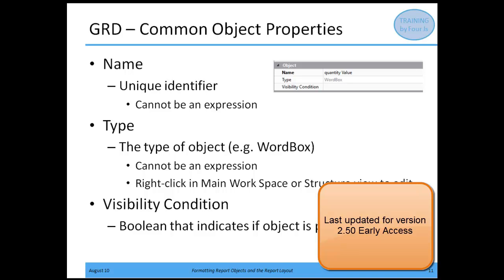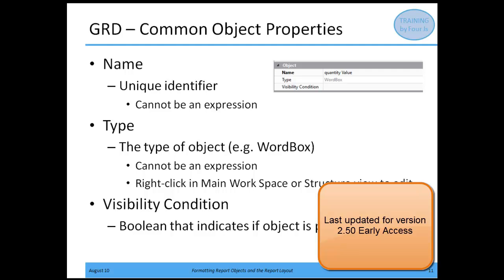For the remainder of the slides for this module, we're going to walk you through some of the common properties that are shared by various data objects and by various report elements. So first, at the top underneath the object, you can have the name. Now the name has to be a unique identifier. It cannot be an expression, and it's what you see when you look at it inside of the structure view.